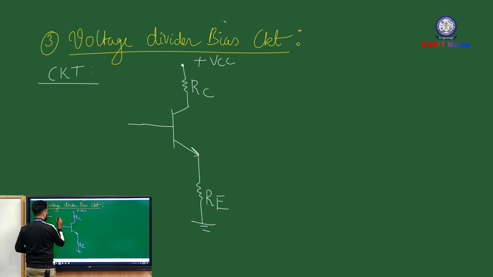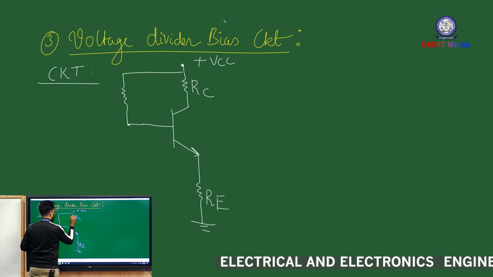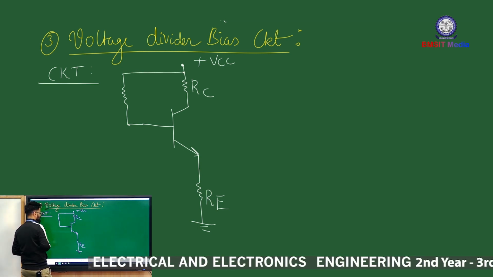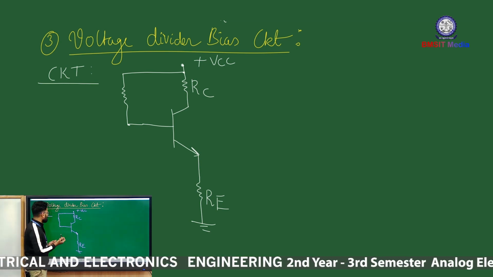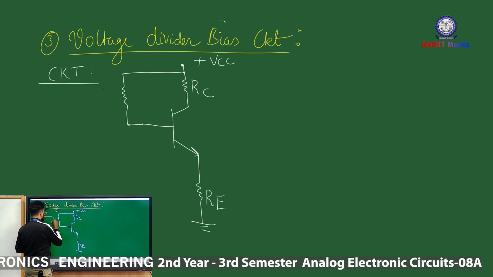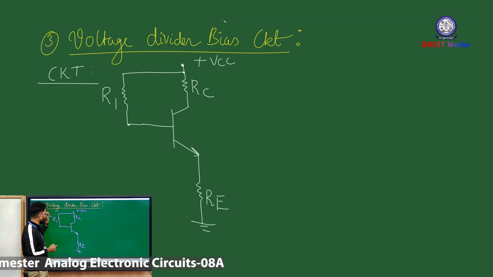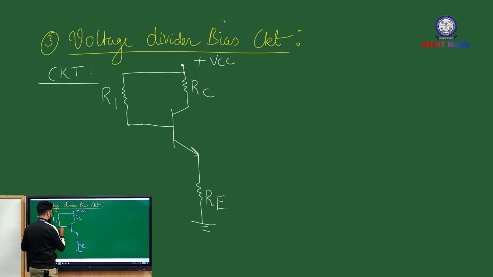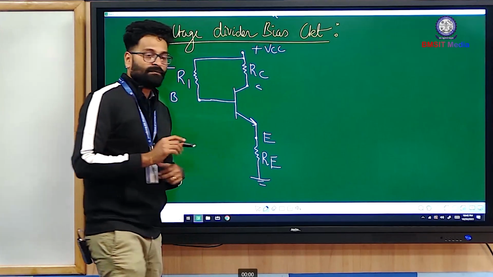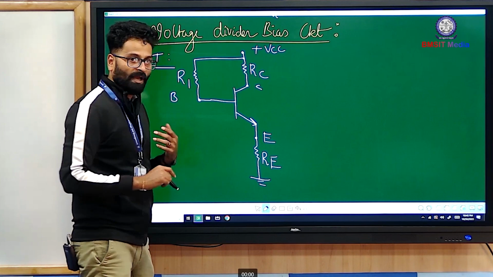And then you used to have a base resistor here. So instead of writing base resistor as RB, let us name this first base resistor as R1. So this is basically your emitter bias circuit. Three resistors, RC, R1 and RE, right? And let us also mark the terminals: base, collector and emitter.